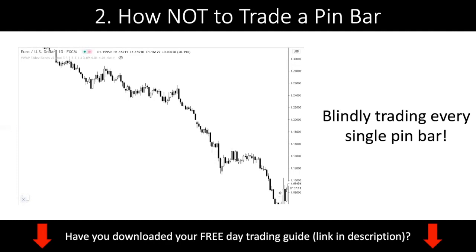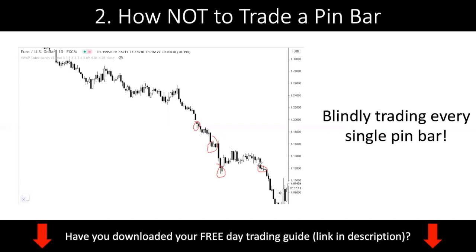Now let's move on to how not to trade a pin bar. A lot of traders watch videos like this and they say, oh, pin bar is such an amazing concept. You understand it and you try to apply it, except that you apply it in the wrong way. So what do traders do? They see a chart like that and they see a pin bar here, they buy. They see a pin bar here, they buy. They see another pin bar here, they buy. And they keep losing money. And then they say, oh, pin bar doesn't work.